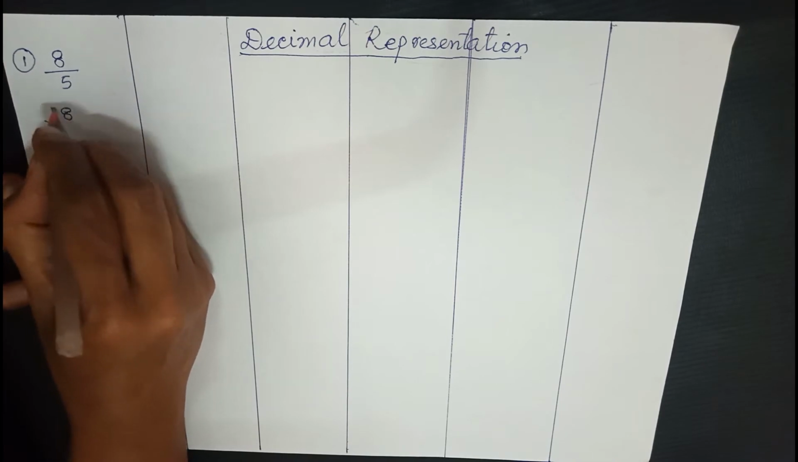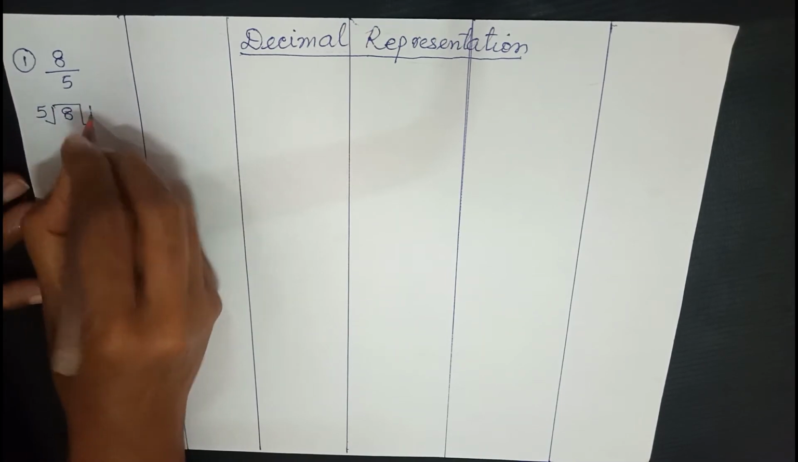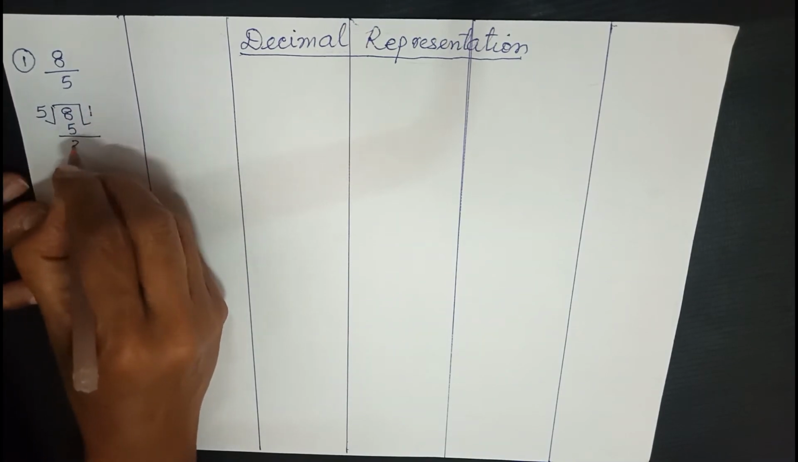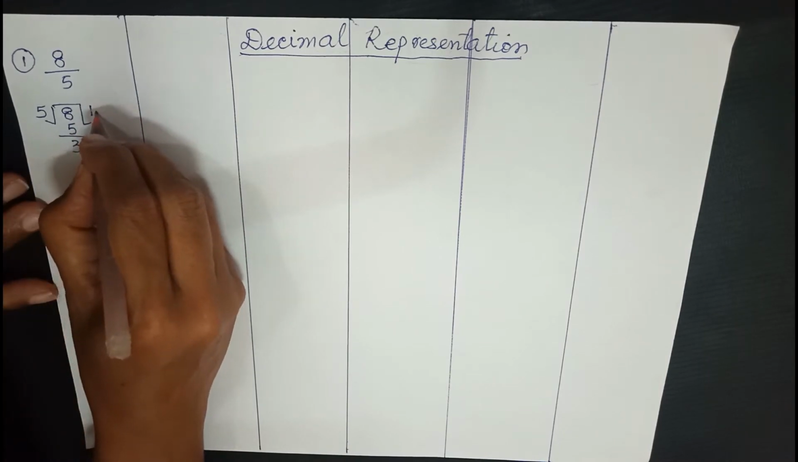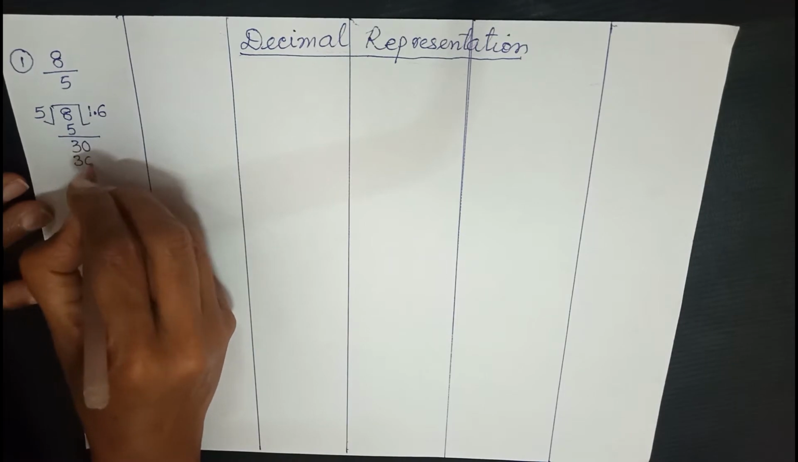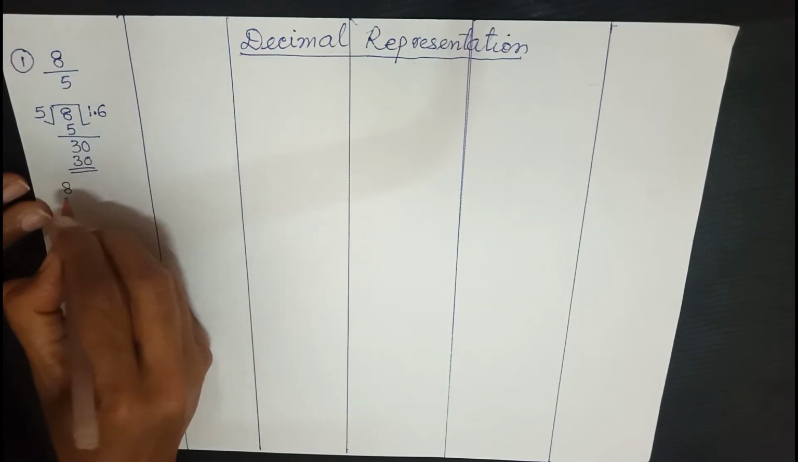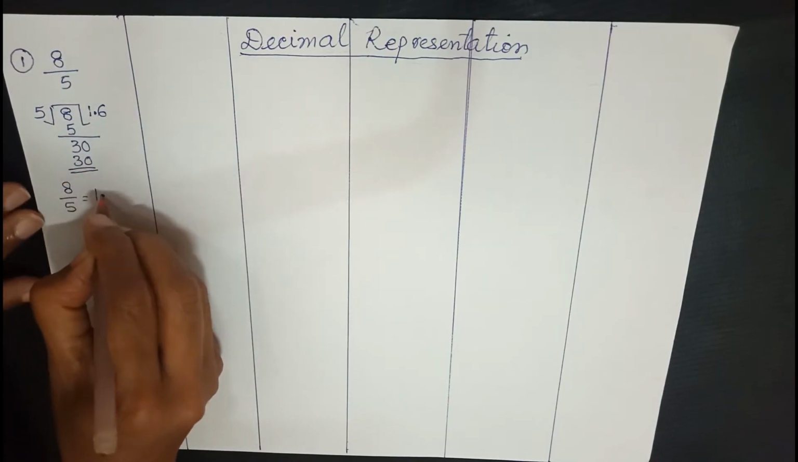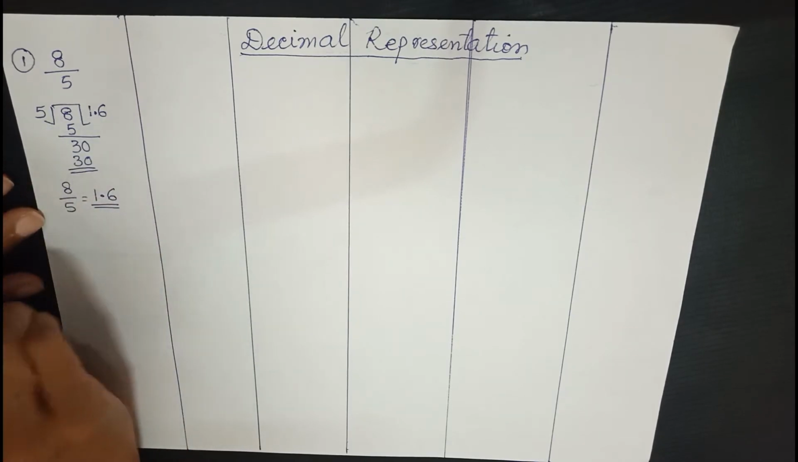So let us say when I divide this 8 upon 5, I put a decimal point here and add a 0. So 5 6s are 30. So you can see the decimal representation of 8 upon 5 is nothing but 1.6.